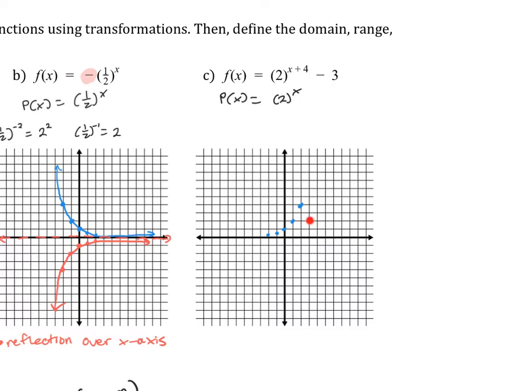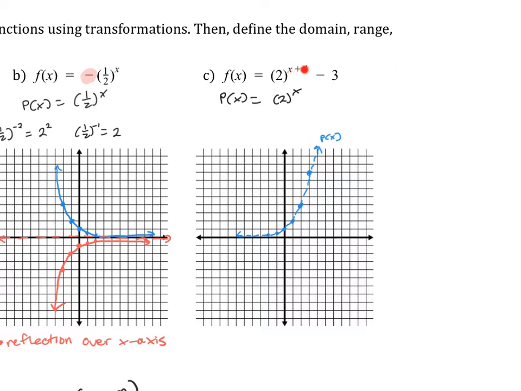So let's see, 2, 4, 6, 8 right there. So it looks like this. This is our parent function, p of x. All right, and so now we can address our transformation. So I see two transformations, and we can actually do them both at the same time because they're both shifts.